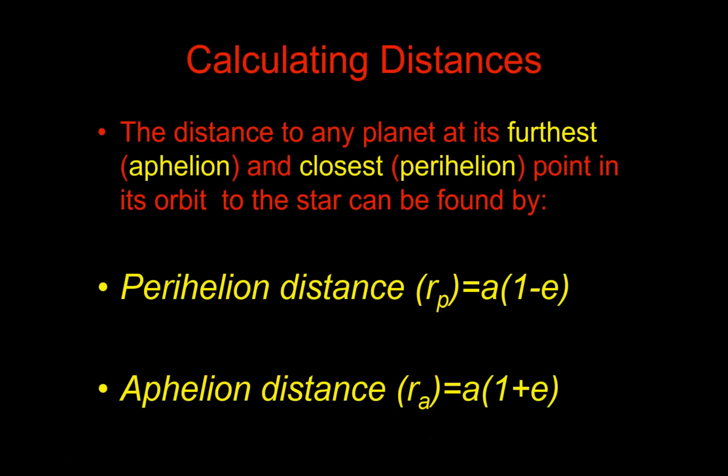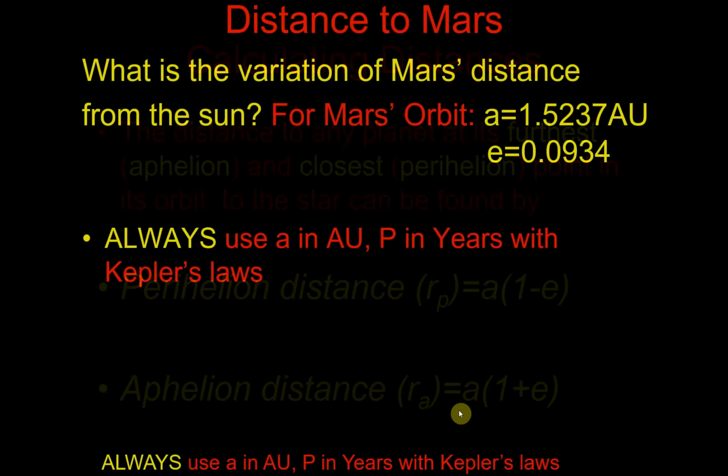And one of the things we can do using orbital mechanics and looking at the ellipse itself is define the distance from furthest approach and closest approach, the aphelion and perihelion distance. And these are relatively easy to do in these terms: the perihelion distance, which is given as RP, and the aphelion distance, given as RA, is just A, which is the semi-major axis of the orbit, times 1 minus e for perihelion and 1 plus e for the aphelion.